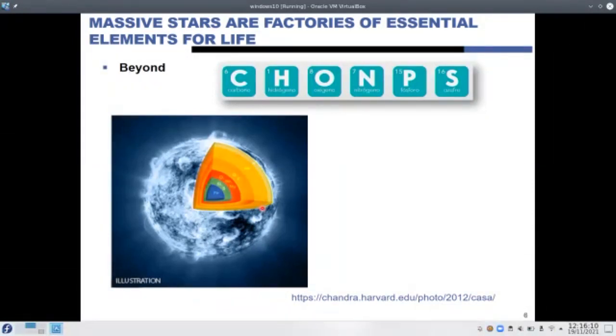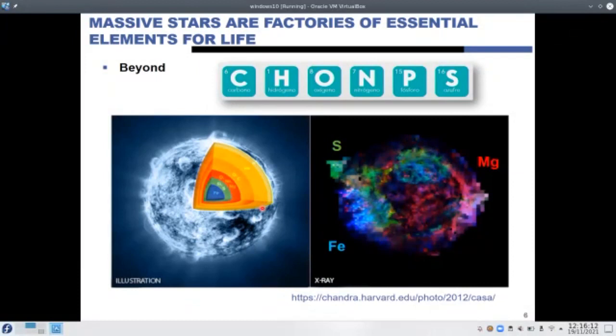And we can actually see that. This is what I show here. It's a supernova remnant, Cassiopeia A. It's X-ray imaging, and coded with color is the different chemical composition of different parts of the remnant. And this remnant in particular is dominated by emission of magnesium spectral lines, iron, and sulfur.